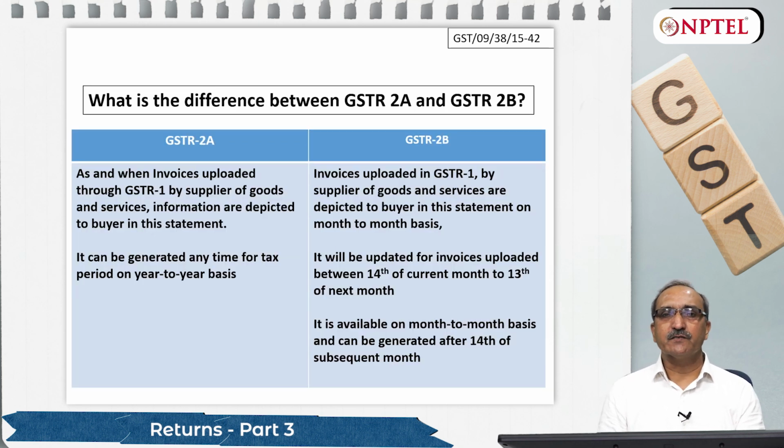So here is the difference between 2A and 2B, as I was mentioning to you. 2A can be for previous periods also. It can contain the information for the whole year, but 2B is for a particular month.